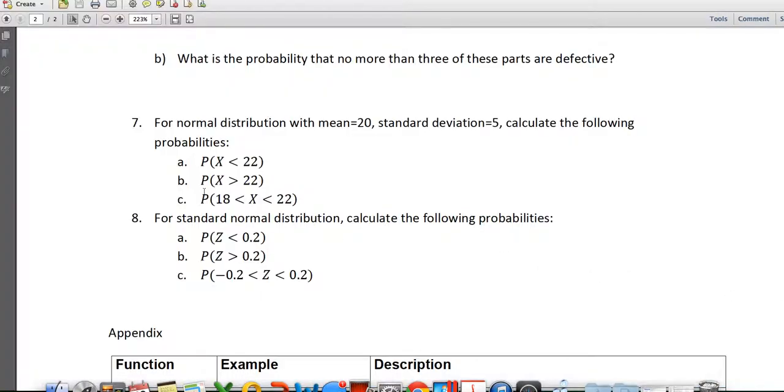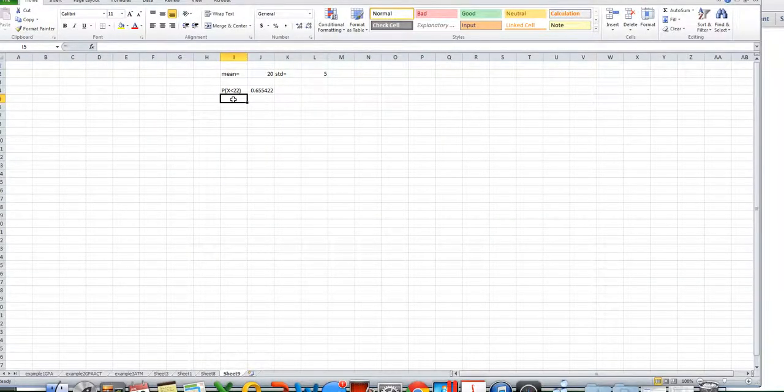If you look at the second question, what is the probability for x larger than 22? What you need to do is nothing more than use 1 minus the probability x smaller than 22. So this equals 1 minus what you had before. So 0.344578 is the probability x larger than 22.